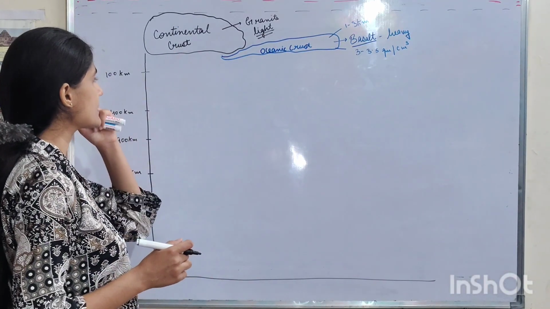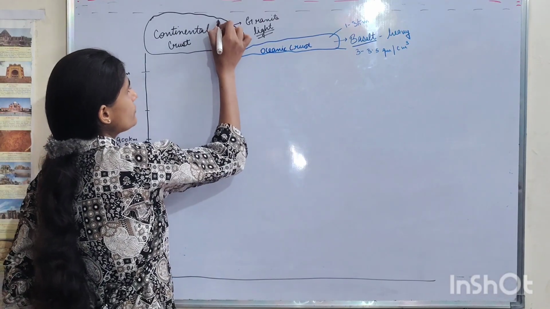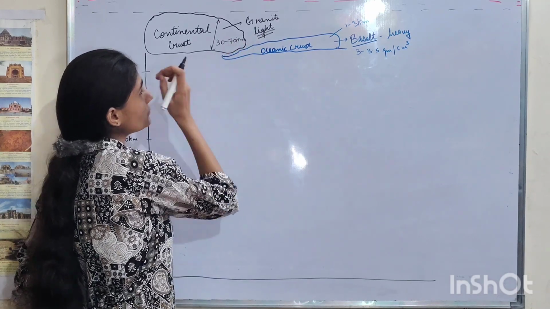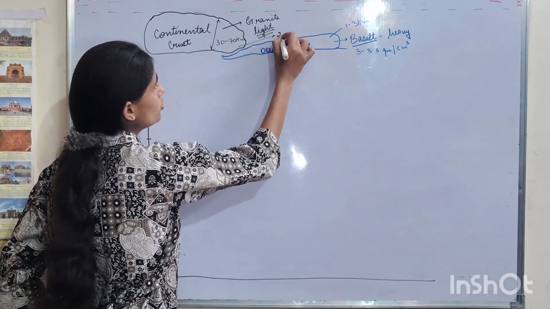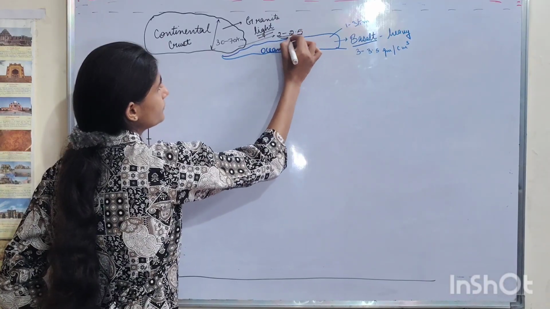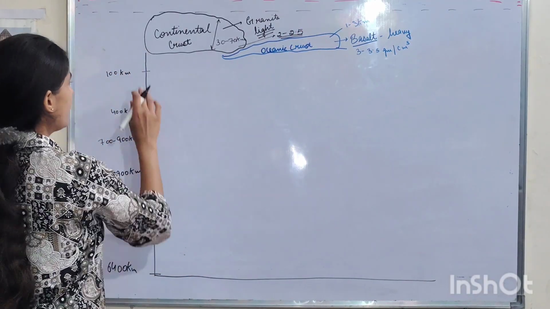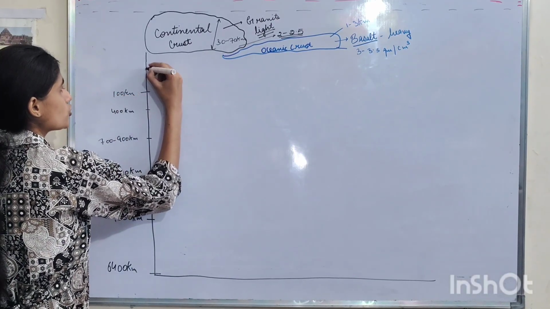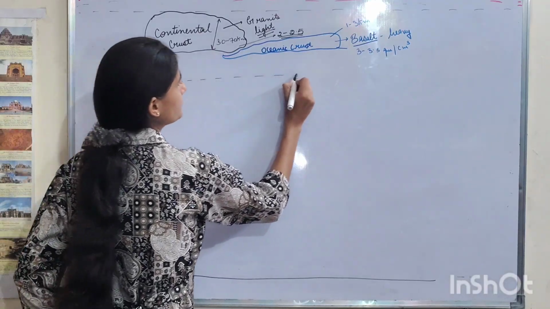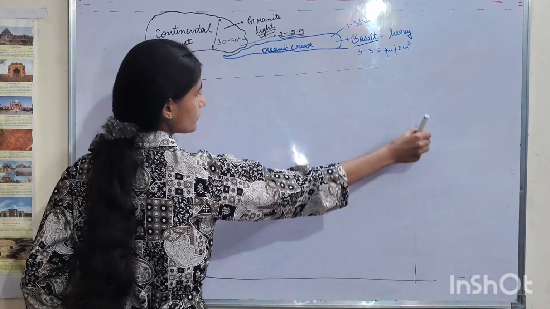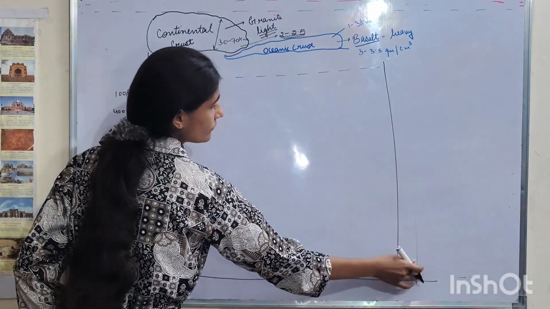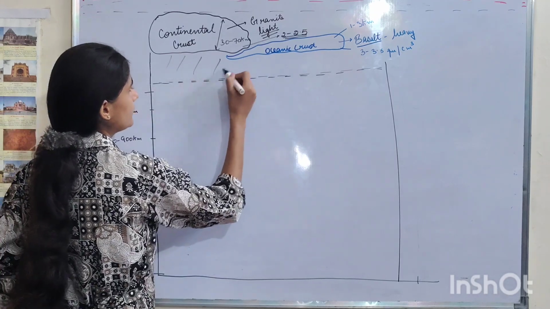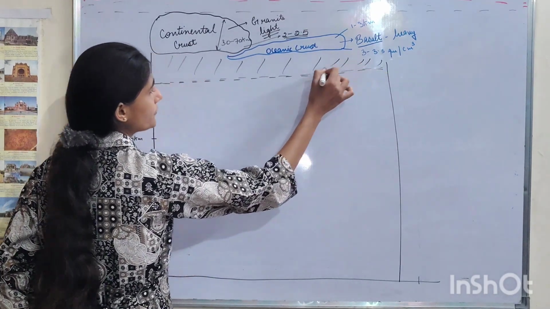What's its nature? So its thickness is from 30 to 70 kilometers, and its density is 2 to 2.5. Now we have some solid part of the upper mantle. This is the solid part.